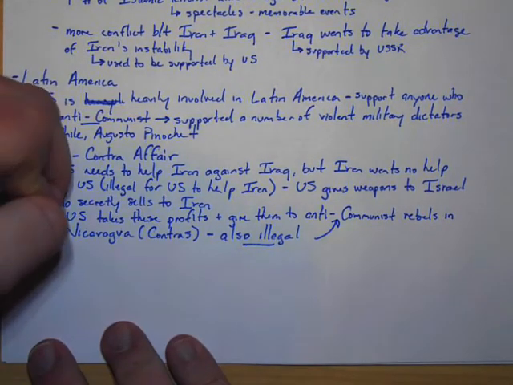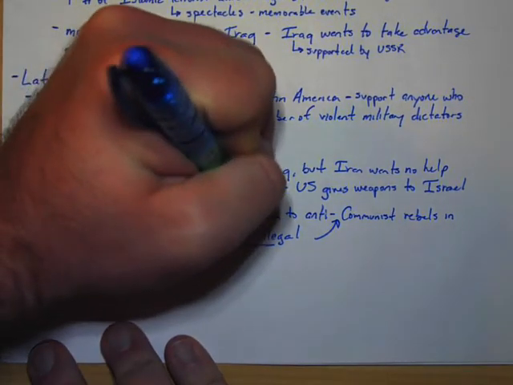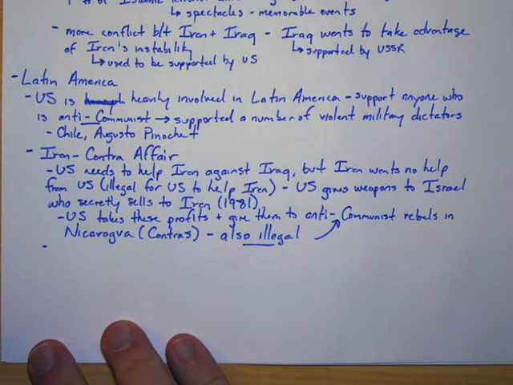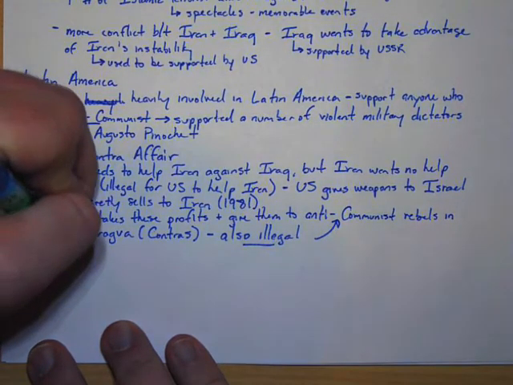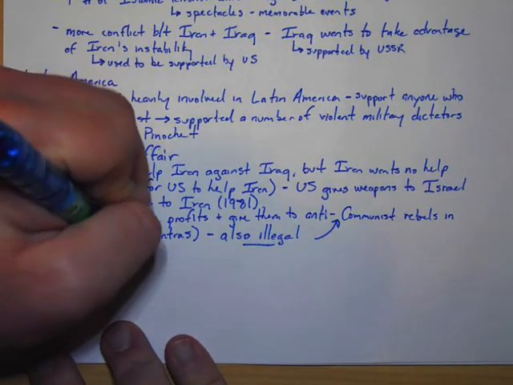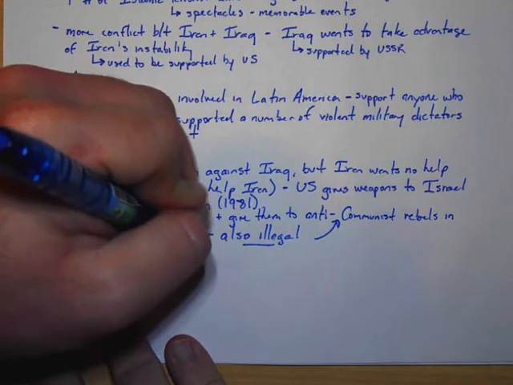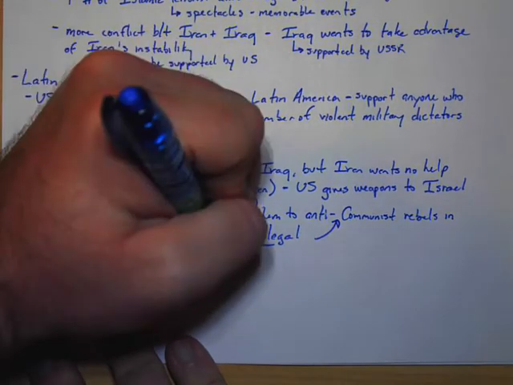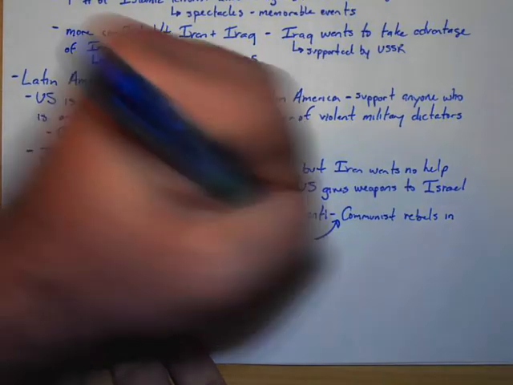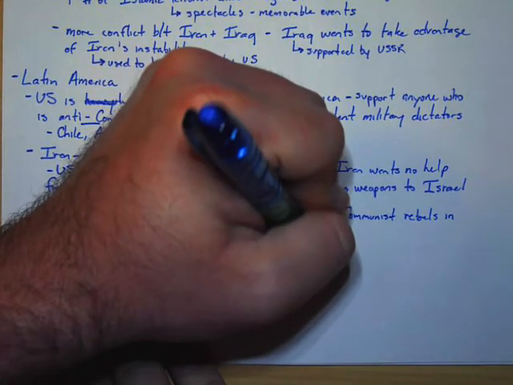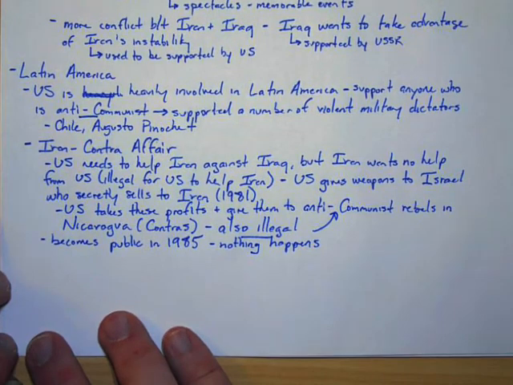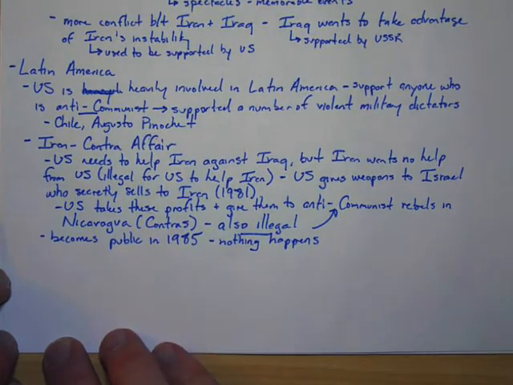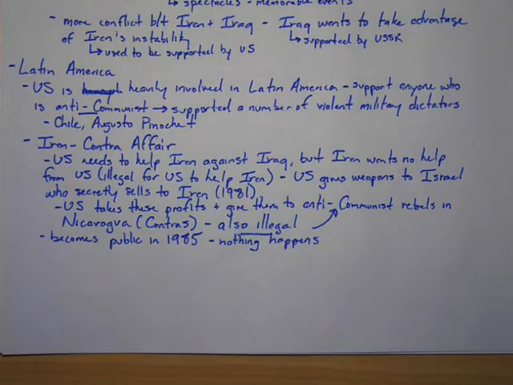Now, all of this comes to the public. So this all happens in 1981. This all becomes public in 1985, and nothing happens. Even though all of this is illegal, just about every piece of this was illegal, nothing happens. Because it's all in the middle of the Cold War, and basically whatever happens in the Cold War was a necessary thing to happen.